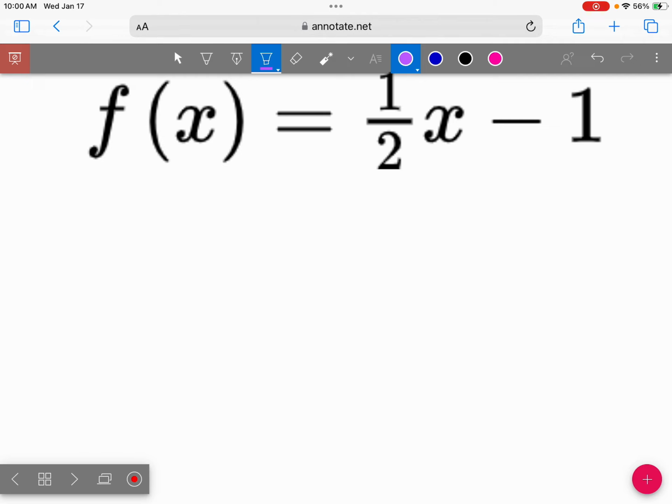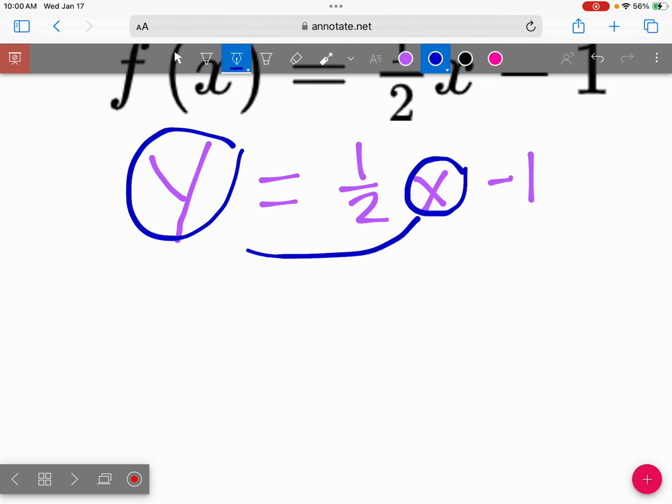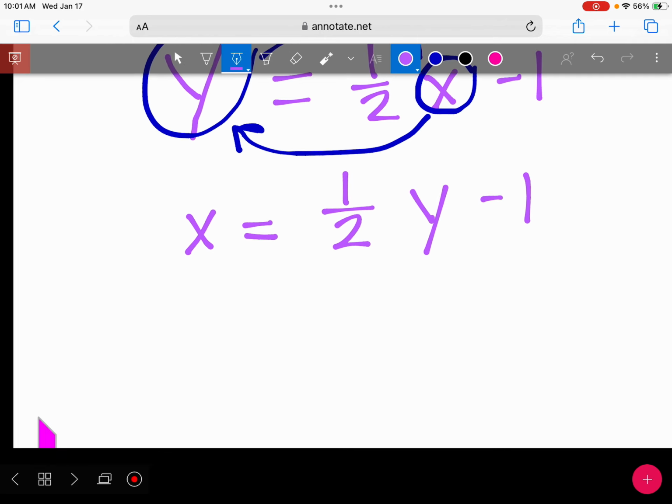So to find our inverse, I need to first put this into my algebraic notation, and let's use a pen, not a highlighter. There we go. So we're going to have our y equals 1/2 x minus 1. I'm just switching my f of x to be a y. Then we're going to do our step that makes the inverse, which is to take my x and my y and have them change places. So that we get x equals 1/2 y minus 1. What are we going to do here?